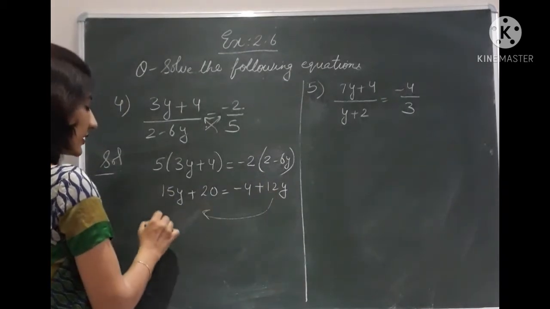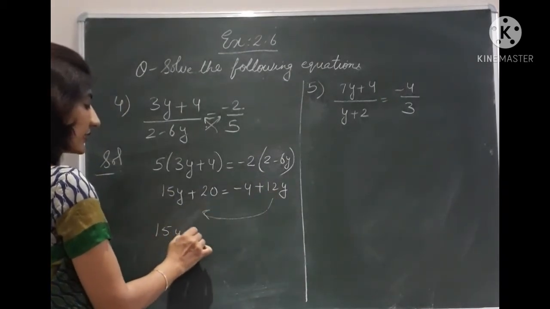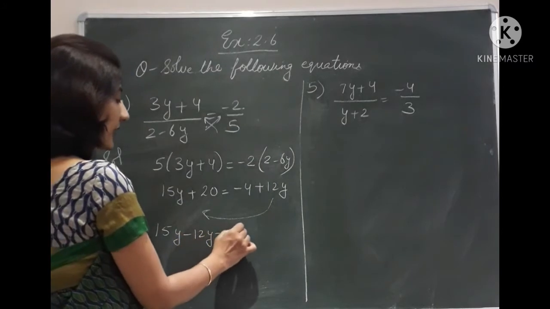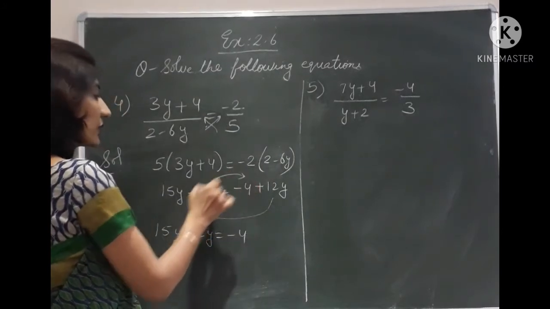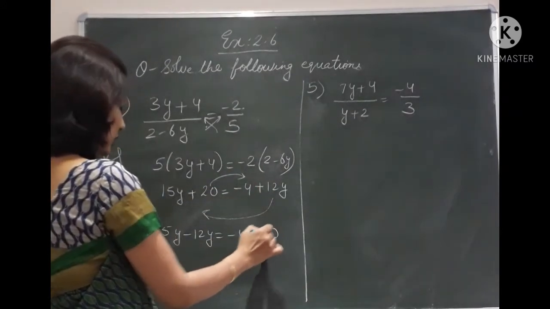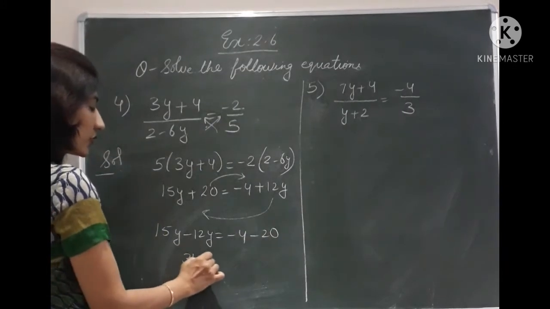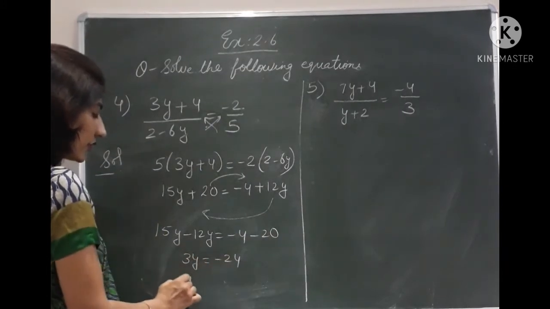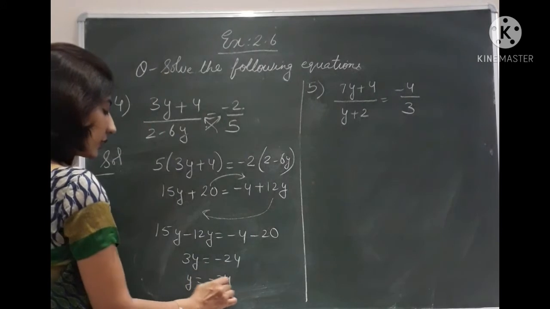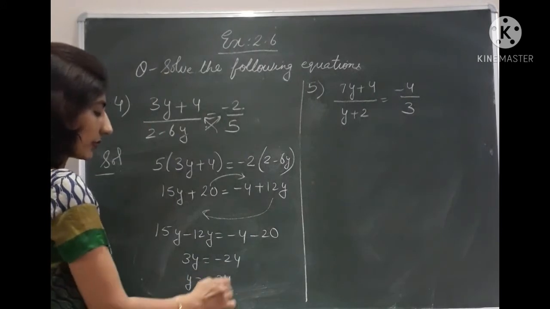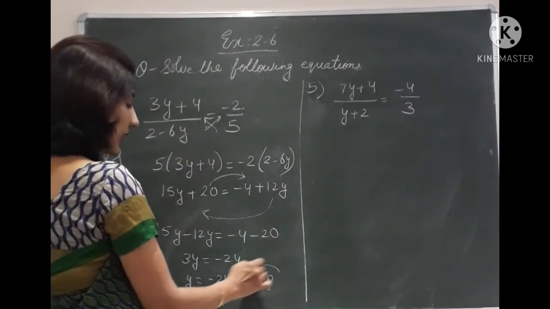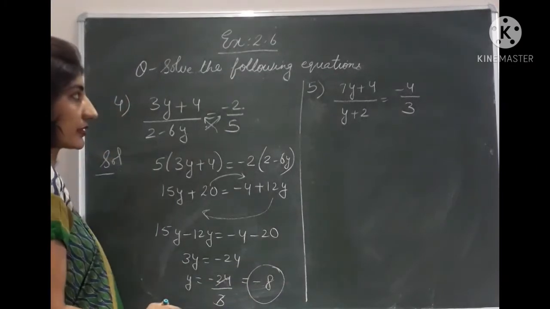Transpose 12y to the left-hand side. So 15y minus 12y equals minus 4. Transpose this plus 20 to the right-hand side. It will become minus 20. So 3y equals minus 24. To find the value of y, you will divide 24 by 3. Minus 24 by 3 will come minus 8. So y equals minus 8.